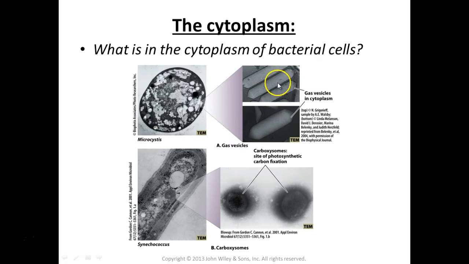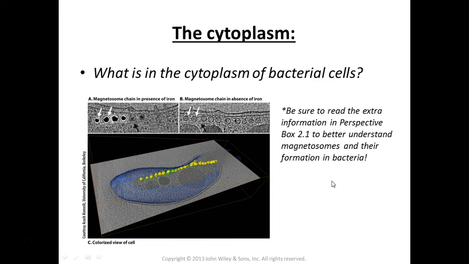So these are some electron micrographs showing you these structures inside the cells. And then they have a whole perspective box in this chapter about these magnetosomes. It's really kind of cool, and cool images, and how the organisms are acquiring iron in these little vesicles and lining them up. So they're basically creating their own little compass, and they can find their way based on the polarity of the Earth, right?